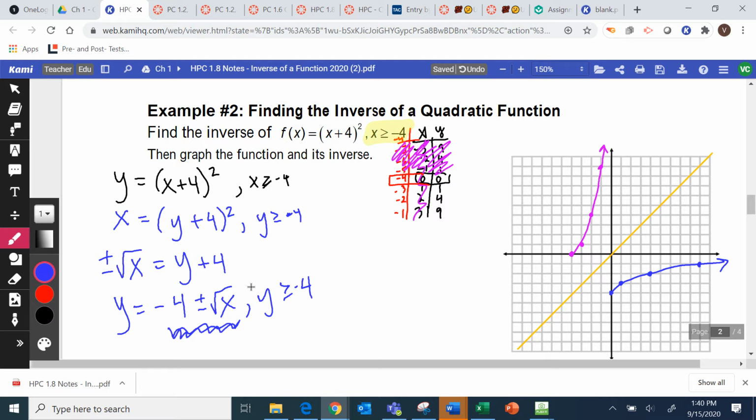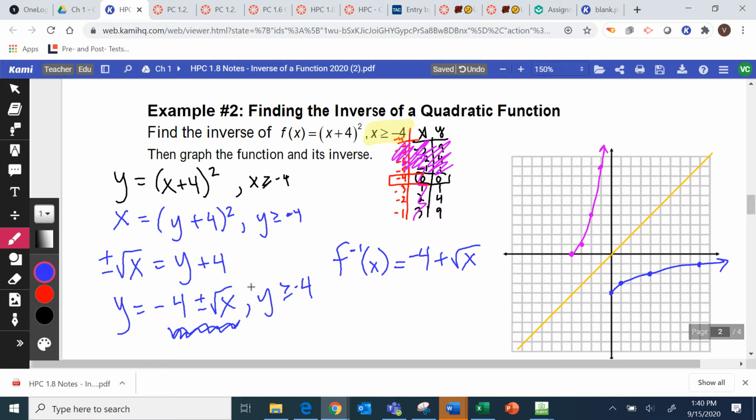I'm actually not going to write this one with a restriction. I'm going to write it a different way. You ready for this? You guys are ready? Okay. So I'm also going to put it in function notation while I'm doing it. This is what I'm going to write. What did I do?